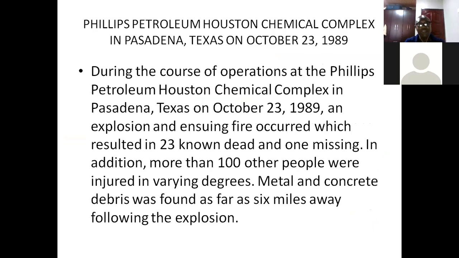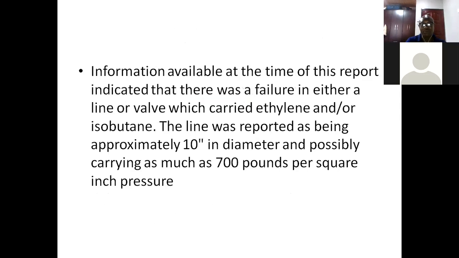I gave an example about Phillips Petroleum that killed 23 known people. I said one of the lines that was supposed to carry ethylene and isobutane, it was reported that the line being used is 10-inch in diameter. However, the product it is supposed to carry is as much as 700 pounds per square inch pressure. Can a 10-inch pipe carry that pressure?